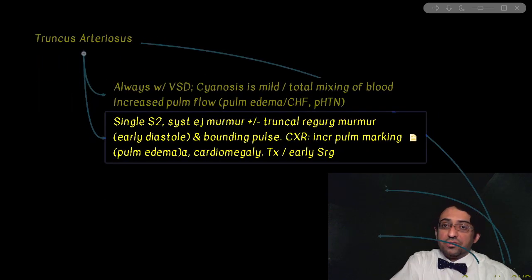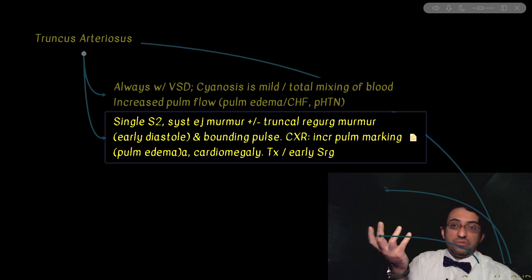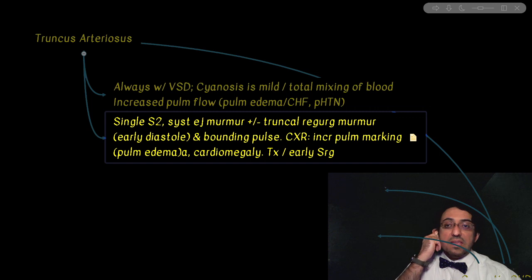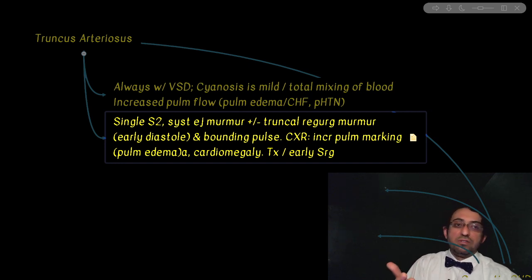Now, what are the auscultatory findings of truncus? We have a single S2; logically, we do not have two valves there. We have a systolic ejection murmur because of increased flow, and given the fact that this structure can become insufficient, we can also have a truncal regurgitant murmur, which, similar to other murmurs of aortic or pulmonic regurgitation, is early diastolic.